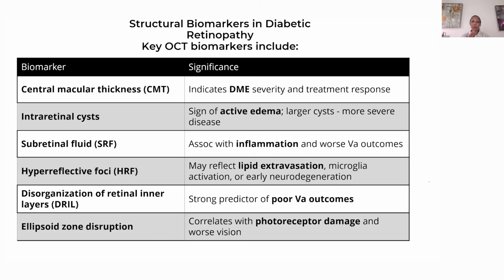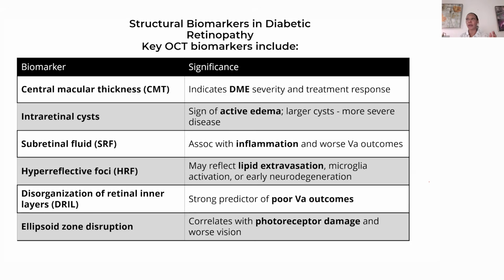So I'm going to just end with the biomarkers that are really of significance. Your central subfield or your central macular thickness will indicate diabetic macular edema severity, and it can give you an idea of the treatment response. The intraretinal cyst is a sign of active edema, because intraretinal fluid suggests that there is active edema. The larger the cyst, the more chronic the cyst, the less likely the vision will improve because connections and structural change would have occurred in the retina.